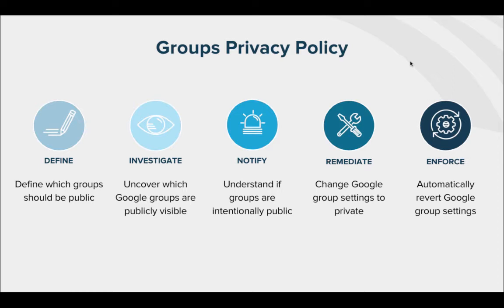So the first would be, okay, which groups should be available? So we're talking about Google Groups now, essentially distribution lists. And we're saying which of the groups that I have. So let's say I've got 200 employees at BetterCloud. We probably have, I don't know, 800 groups. And the question is, which should be set to anyone can view?